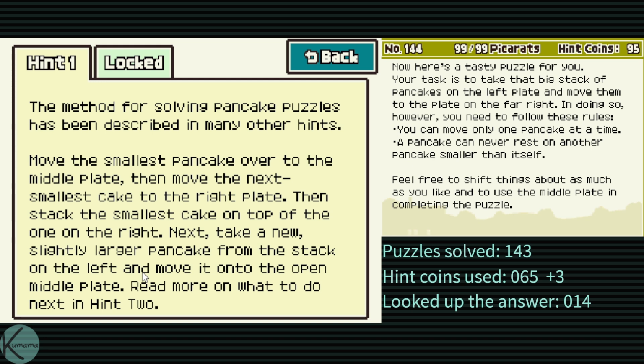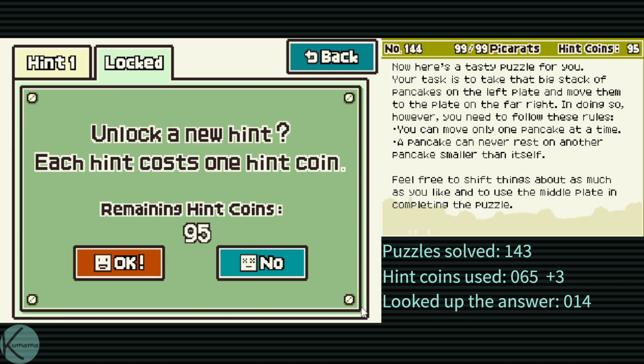The method for solving pancake puzzles has been described in many other hints. Move the smallest pancake over to the middle plate, then move the next smallest cake to the right plate. Then stack the smallest cake on top of the one on the right. Next, take a new, slightly larger pancake from the stack on the left and move it to the open middle plate. Read more on what to do next in hint 2.